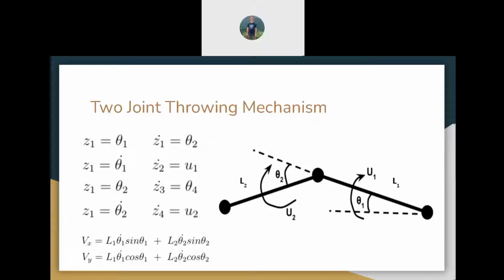For the final reference states, I set theta1 to be 3 pi over 4 and theta2 to be 0. So the arm is straight and pointed at a 45-degree angle forwards when it releases the ball.